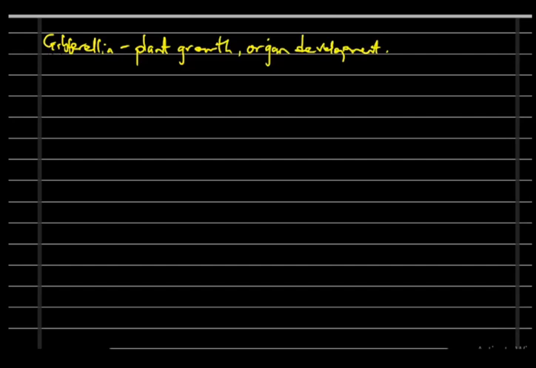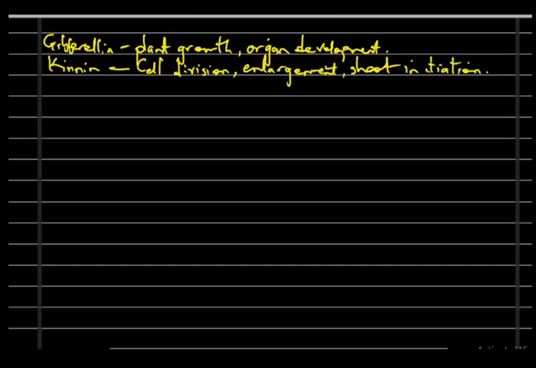We have another one, which is the quinine, cytokinin. Its function is cell division and enlargement. It is responsible for cell division, cell enlargement, and it also helps in shoot initiation. So it initiates the action of the shoot. Those are the functions of the quinine.